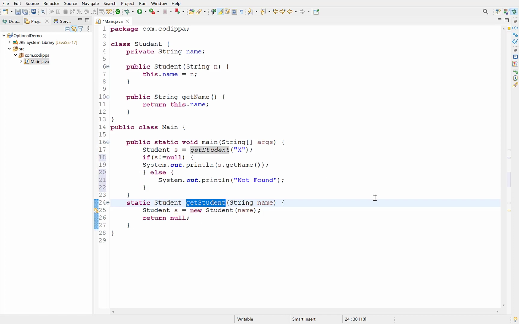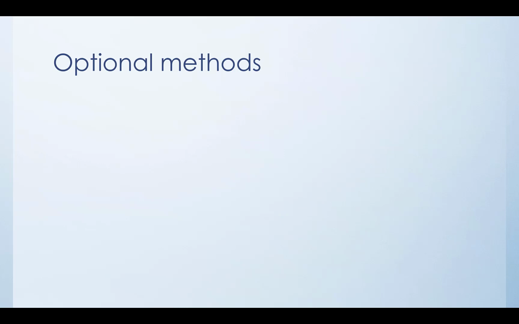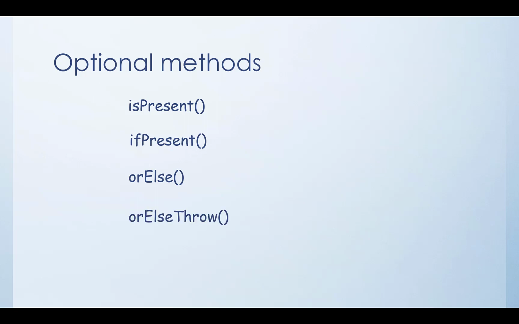To resolve this problem, Java introduced the concept of Optional. Optional is like a container that contains an actual object. It has methods to check if it contains the object or not, such as isPresent and ifPresent, and what you want to do if the object does not exist, such as returning another object with its orElse method, or throwing an exception with its orElseThrow method, etc.